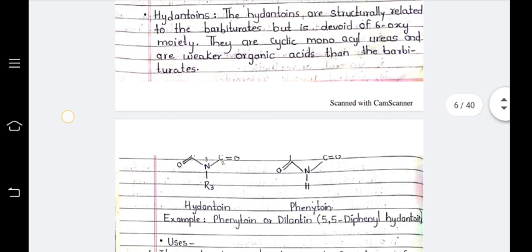Next question is: write the structure and the uses of hydantoins. Hydantoins are structurally related to the barbiturates, but are devoid of the six oxy moiety. They are cyclic monoacyl ureas and are weaker organic acids than the barbiturates. Structures of hydantoin and phenytoin are given here. Example is phenytoin or Dilantin.